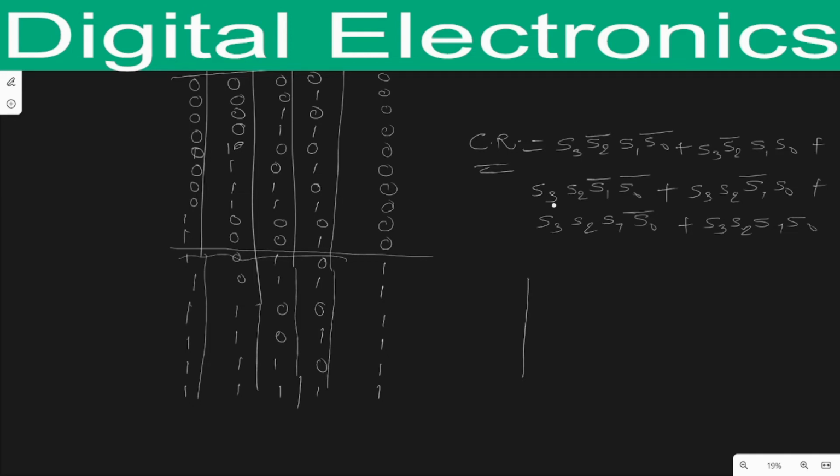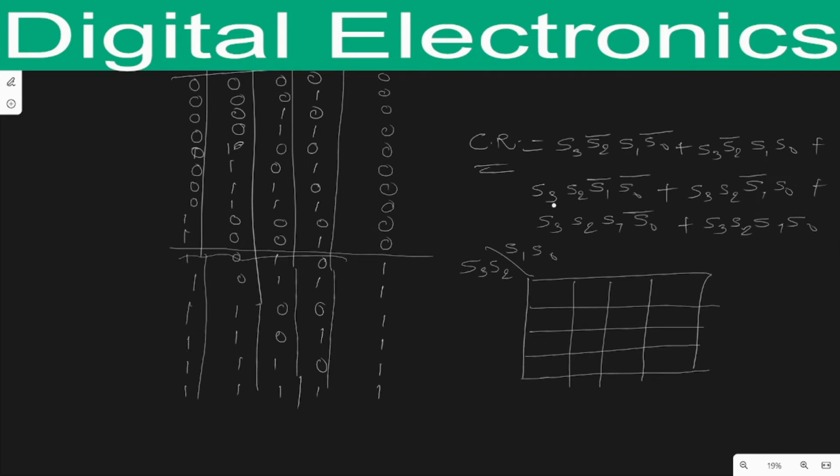So when we solve this equation by using a K-map, how many cells are required in the K-map? We require 16 cells in the K-map because here there are 4 variables. So here I have made the K-map with S3, S2, S1 and S0. So this one is the first combination and this one is our second combination. Is it clear to all of you?